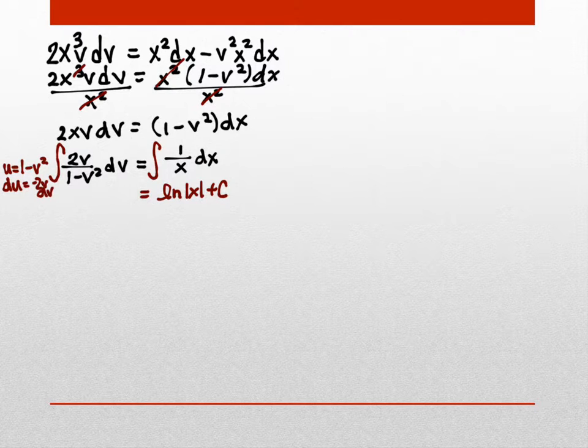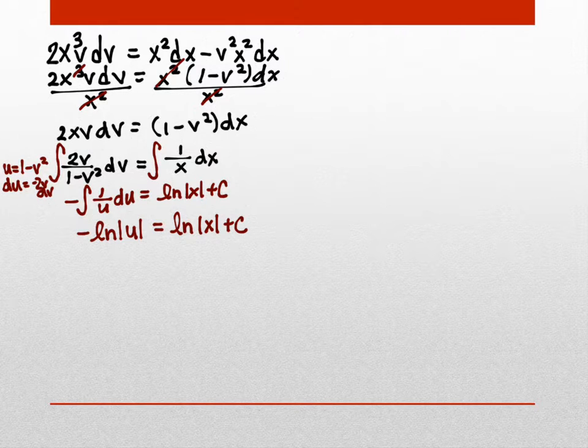I'm running out of space. So I have everything I need except for the negative. Agreed? So I have negative integral of 1 over u du. What's the antiderivative of negative 1 over u? Negative natural log of the absolute value of u. So I got natural logs everywhere now.